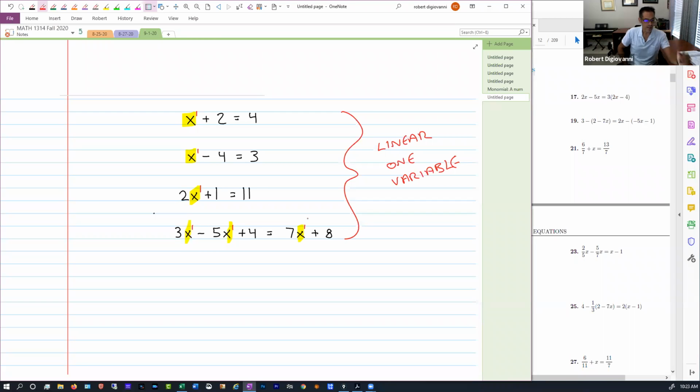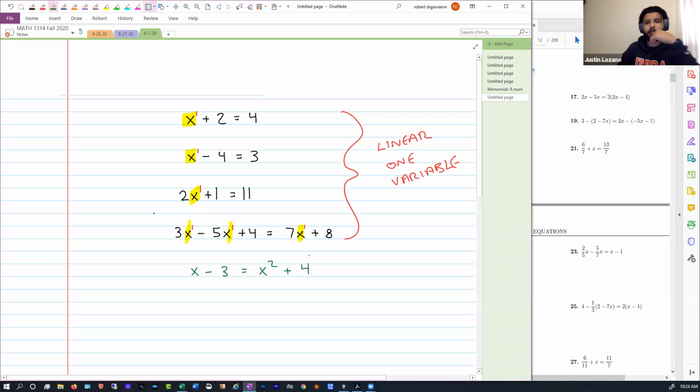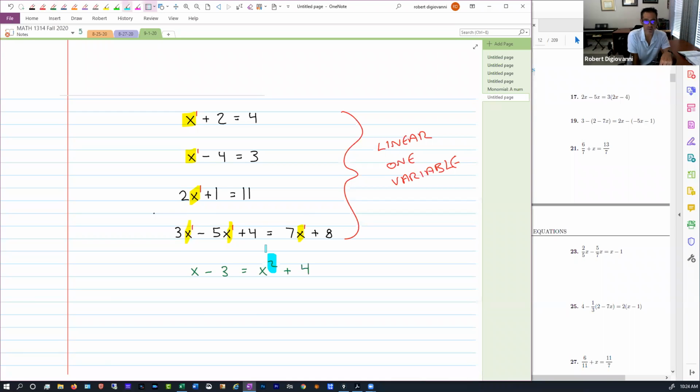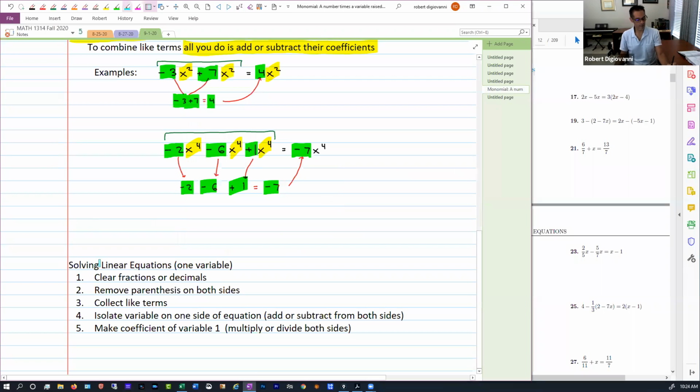So is this a linear equation with one variable? Is that a linear equation with one variable? No, it's not. And the reason it's not is because that's squared. This is actually called a quadratic equation. And we have a completely different set of steps to solve a quadratic. So all we're doing is we're focusing our attention right now on only linear equations with one variable.